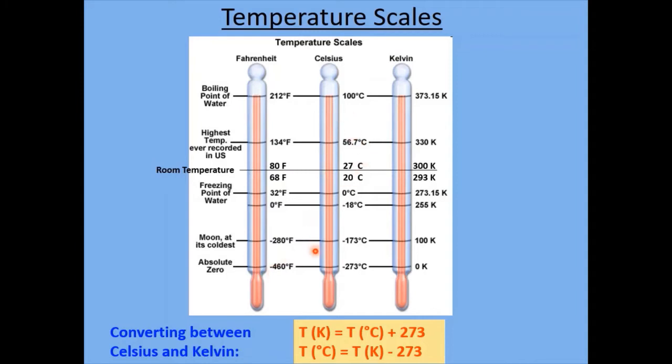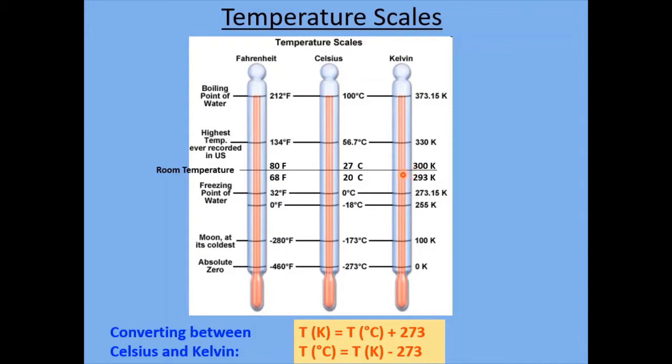Now the Celsius scale is set up differently. It's set up such that the freezing point of water is defined as 0 degrees Celsius, and the boiling point of water is defined as 100 degrees Celsius. On this scale, absolute zero is negative 273 degrees Celsius. Now, the Kelvin scale, which is the scale that scientists typically use, starts at 0. That's absolute zero, and temperatures just go up. For example, room temperature is around 300 kelvins.